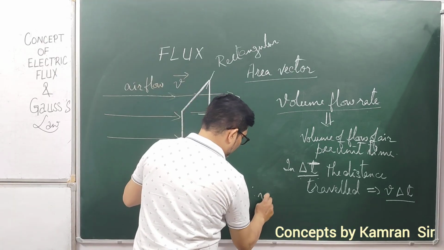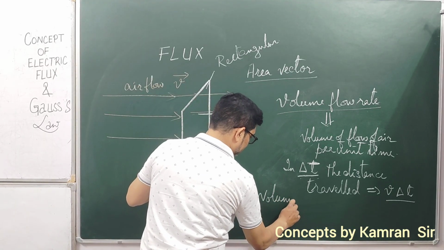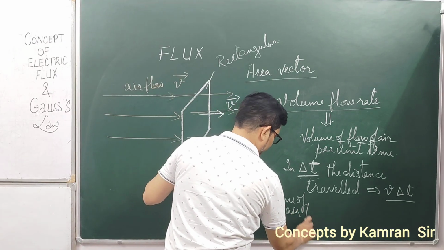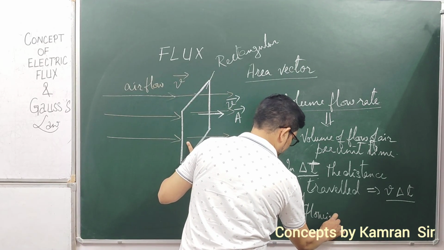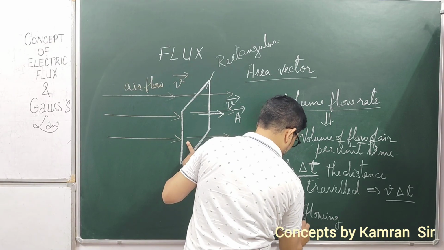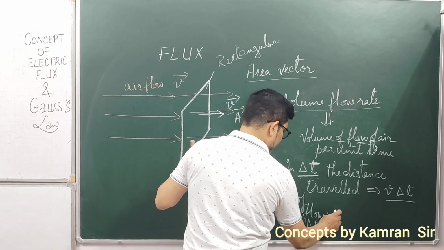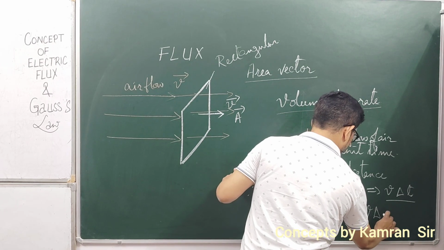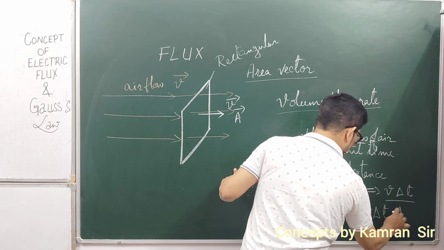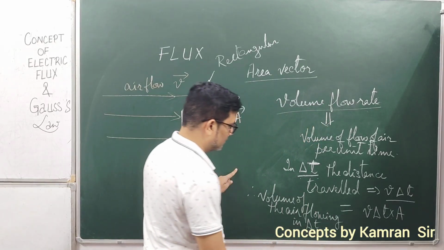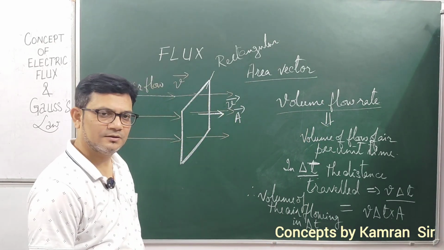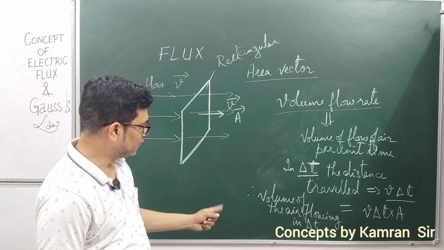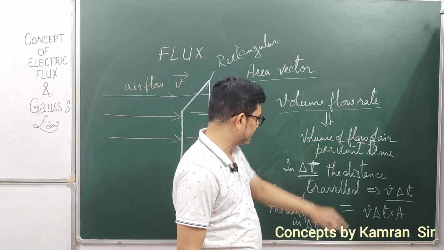So therefore, the volume of the air flowing in delta t comes out to be v delta t times A. All right, so this is going to give you the relation between the area and the volume, but we want to find volume per unit time.